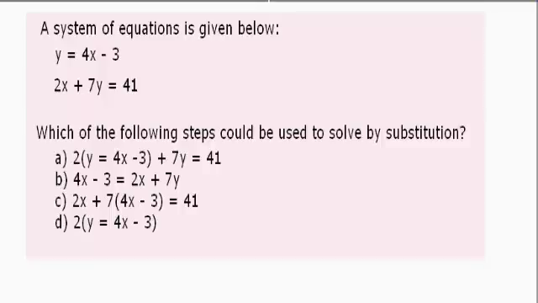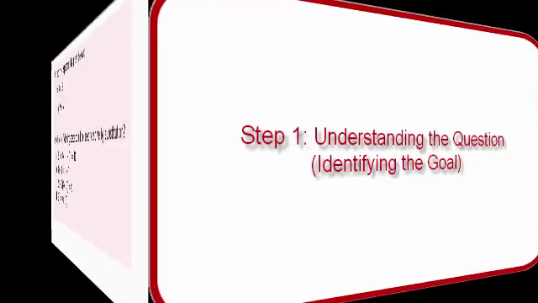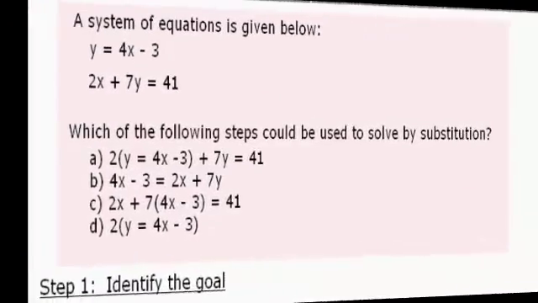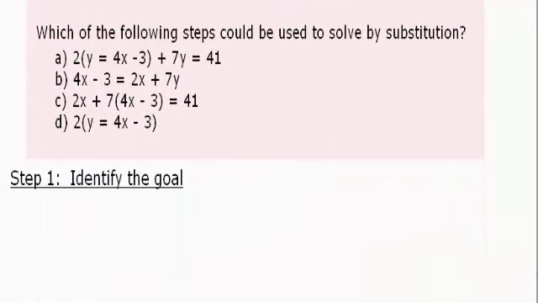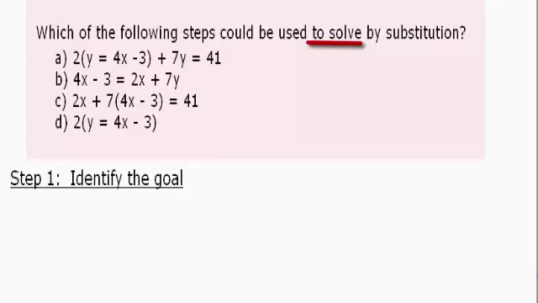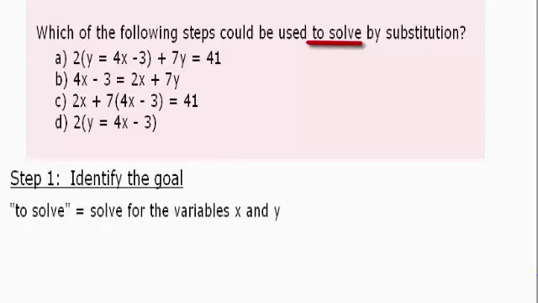As always, the best thing to do when solving a problem like this is to break it down into steps, with the first step being to understand the question. And by understanding the question, we're really identifying what the goal of this problem is. When we're talking about to solve by substitution, to solve really is referring to the variables x and y. That is, we're to identify the steps that are necessary in order to solve for the variables x and y. So that seems easy enough.